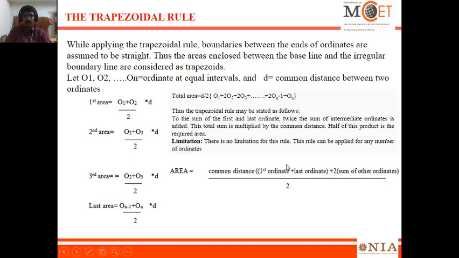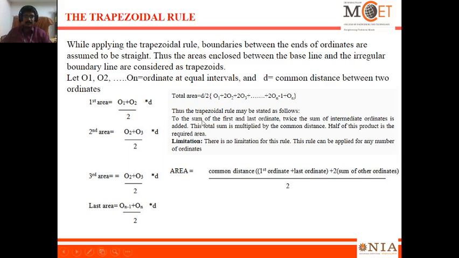So for this trapezium, the first area is equal to O1 plus O2 by 2 into the common distance D. Second area, O2 plus O3. So from here you can see O2 appears 2 times, and O3 up to On minus 1 will come 2 times. So in the general formula, D is common and the 2 in the denominator is also common. So D by 2 can be taken common, the product into O1 plus On, which will be single time, and all the remaining ordinates are 2 times, right?